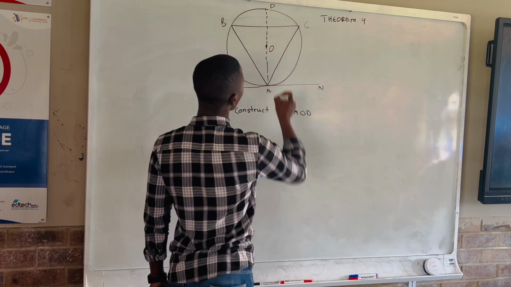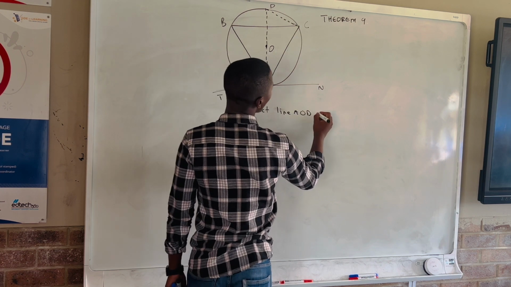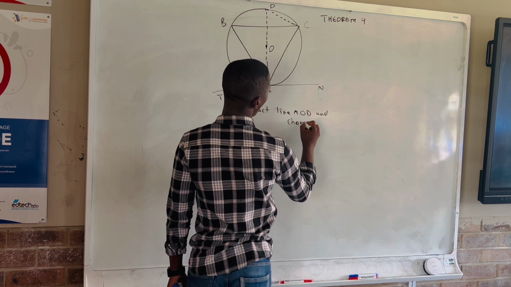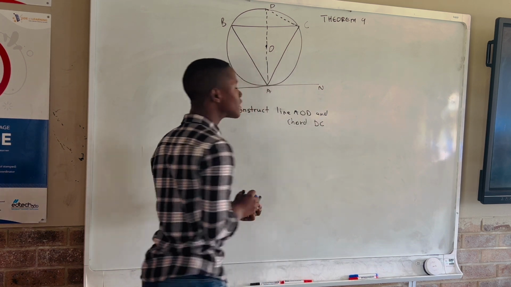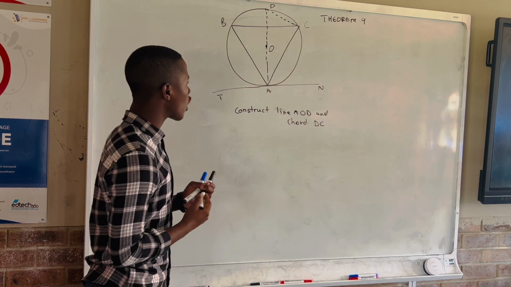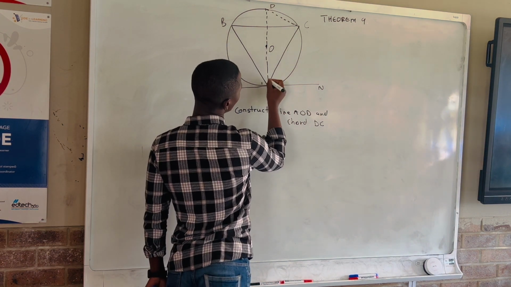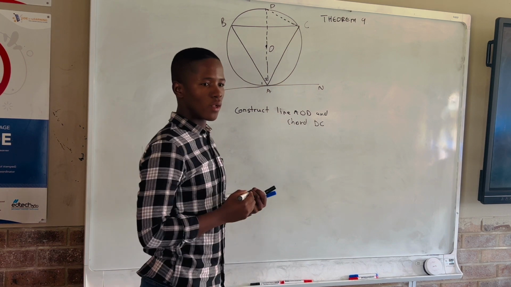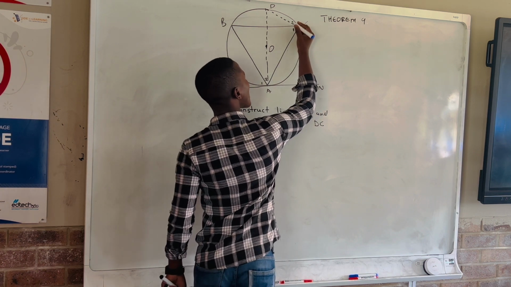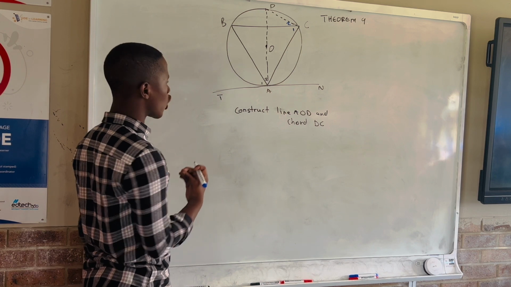You are also going to then construct the chord, your chord DC. These are the two things that you are going to firstly provide constructions of. Then after that, you are going to let this be your A1, and this becomes your A2. Similarly, let this be your C1 and also your C2 here.